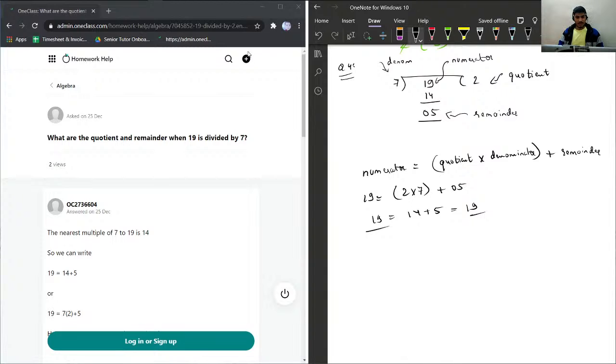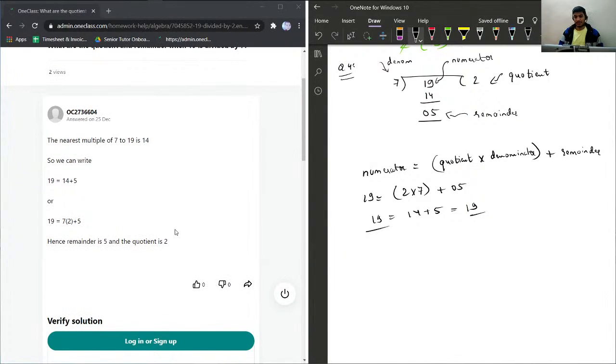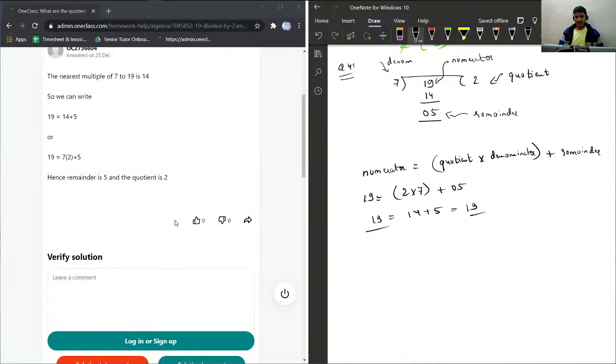So this is pretty much all. What else can we do in this question? This is a very basic question, and these kinds of questions have these kinds of solutions only. So the solution given by the junior tutor is also correct. Good work.